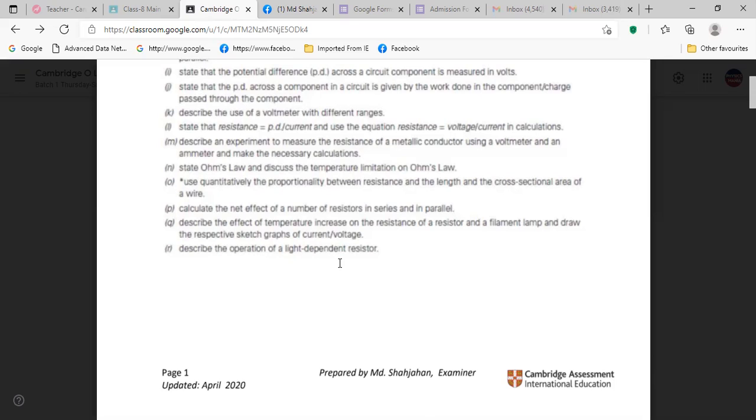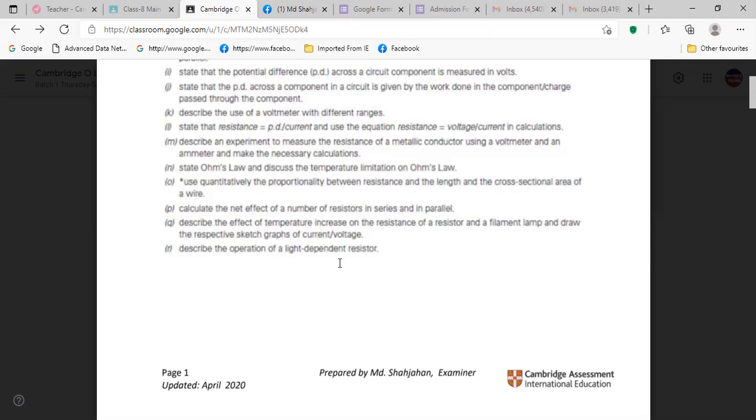4 amperes. If you are giving 3 volt, then the current is 1 ampere. If you are giving 1.5 volt, then it is 0.5 ampere. This way Ohm's law works.